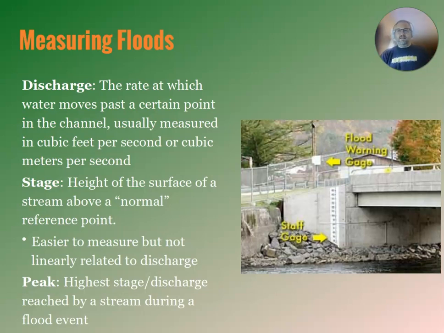Another important piece of data that we often have about floods is their peak. The peak is the highest stage or highest discharge, whichever we have information on, reached by a stream during a given flood event. Generally, a flood will start at your normal or average level, rise, hit its peak, and then come back down. So a typical flood event is up and then back down. If we know the highest level that it got to, then that is the peak of that flood.